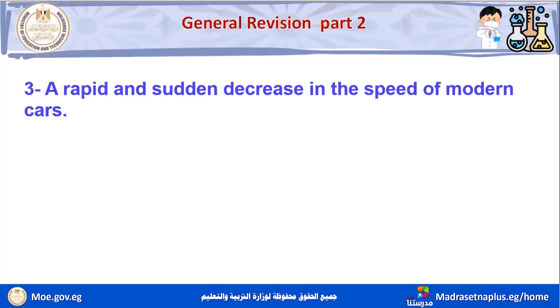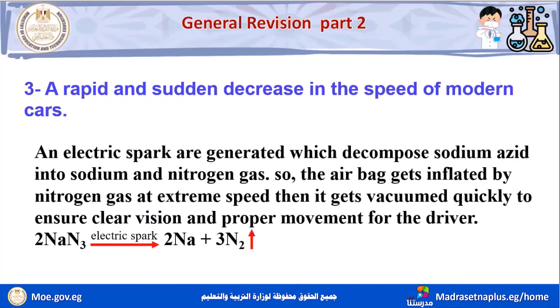Question number 3: a rapid and sudden decrease in the speed of modern cars. An electric spark is generated which decomposes sodium azide into sodium and nitrogen gas, so the airbag gets inflated by nitrogen gas at extreme speed. Then it gets deflated quickly to ensure clear vision and proper movement for the driver. Its equation: 2NaN3, in the presence of an electric spark, produces 2Na plus 3N2.